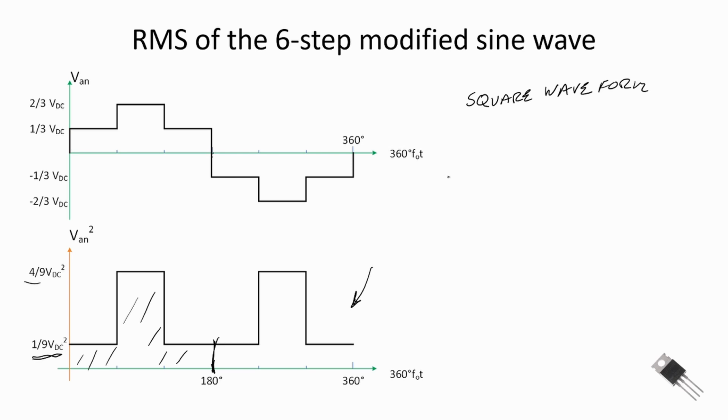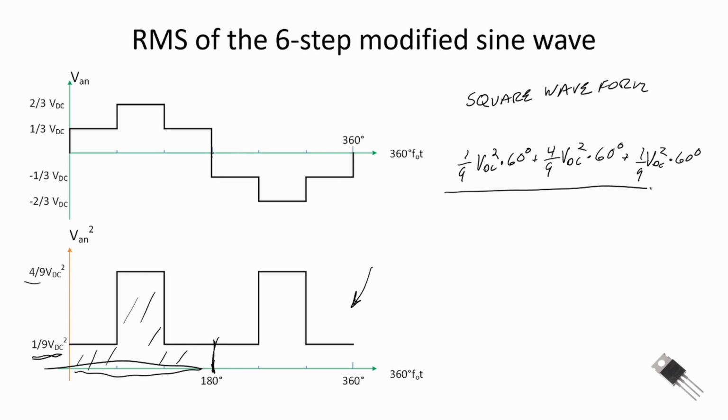And so when I take that average, it's the area divided by the total duration. And so that area is 1/9 VDC squared times 60 degrees, plus 4/9 VDC squared times 60 degrees, plus, again, another 1/9 times VDC squared times 60 degrees. And we divide that all through by the total time, which is 180 degrees.